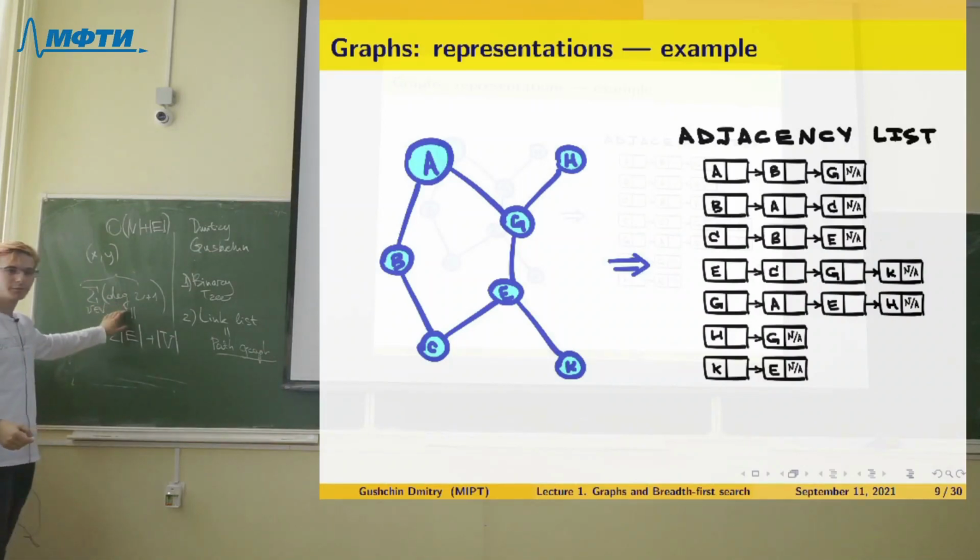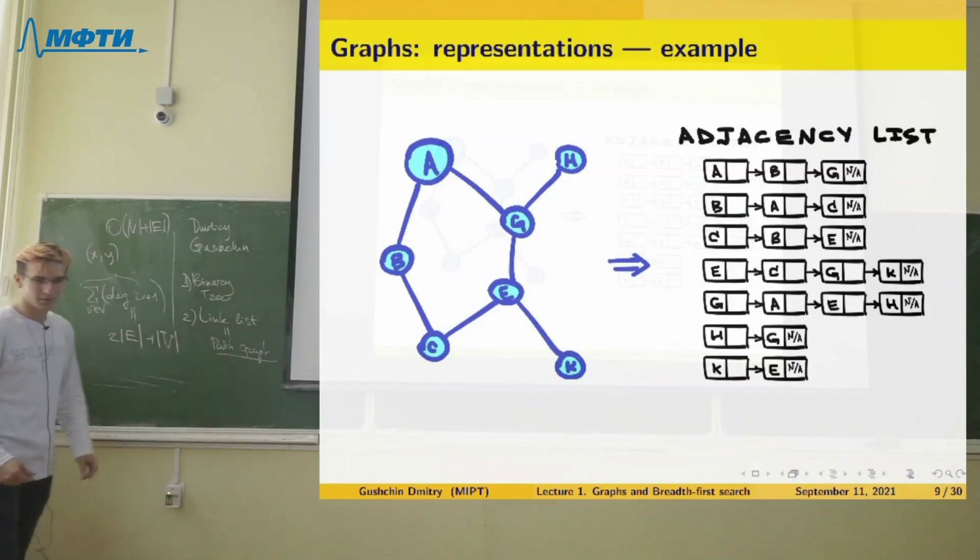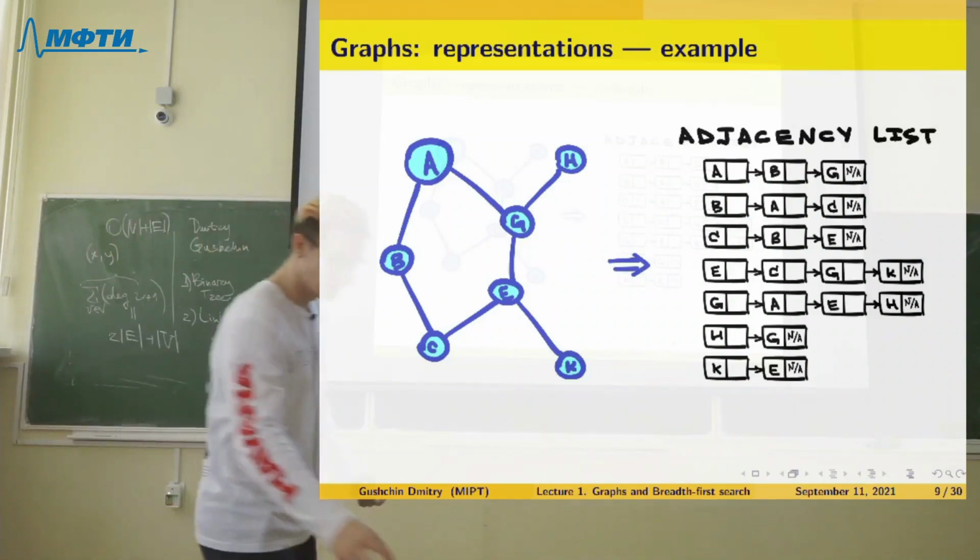Do you remember why the sum of degrees of vertices is equal to edges plus edges? No? Forgot, okay. So let's repeat.